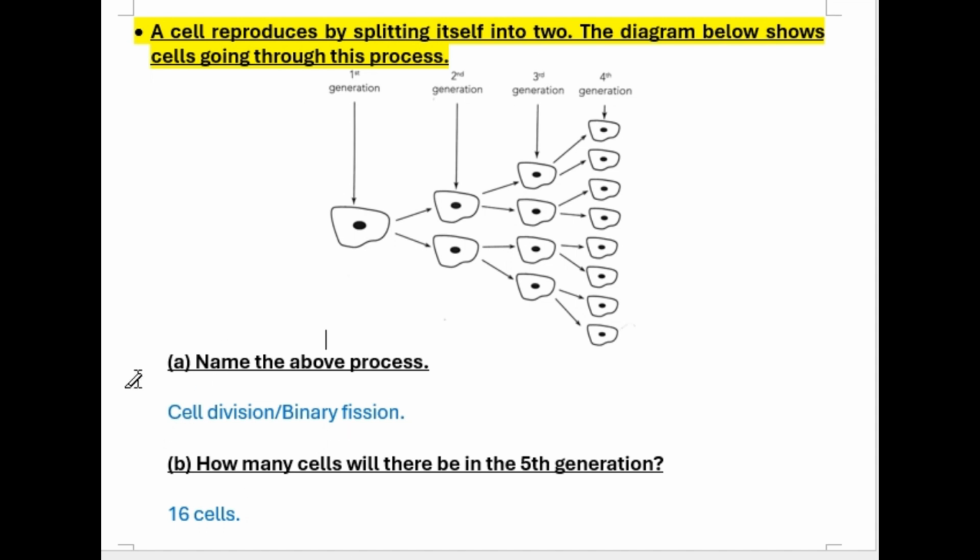A cell reproduces by splitting itself into two. The diagram below shows cells going through this process. A. Name the above process. Cell division/binary fission. B. How many cells will there be in the fifth generation? 16 cells.